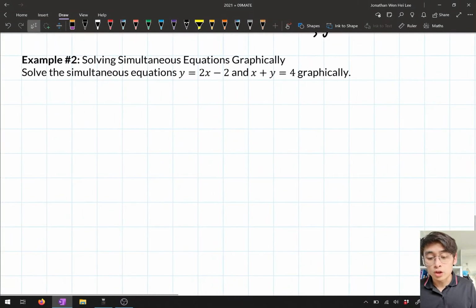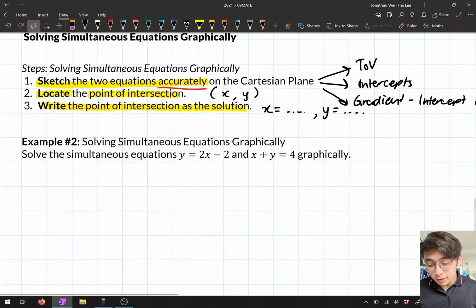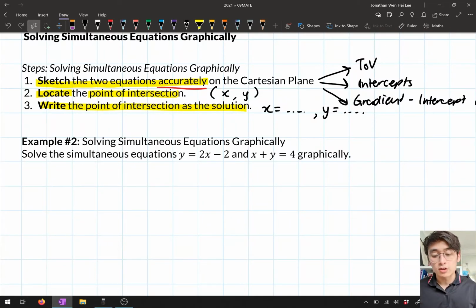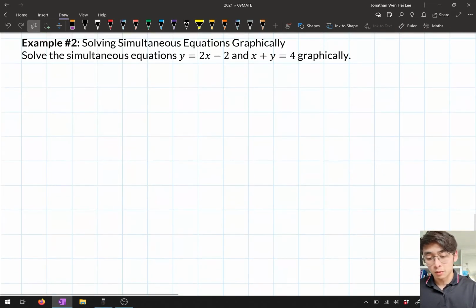Solve the simultaneous equations y is equal to 2x minus 2 and x plus y is equal to 4 graphically. Okay, so let's do this using steps. The first step is to sketch the two equations accurately on my Cartesian plane. So let me just set this up.